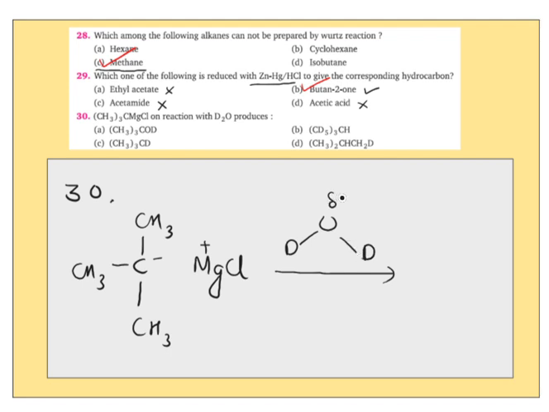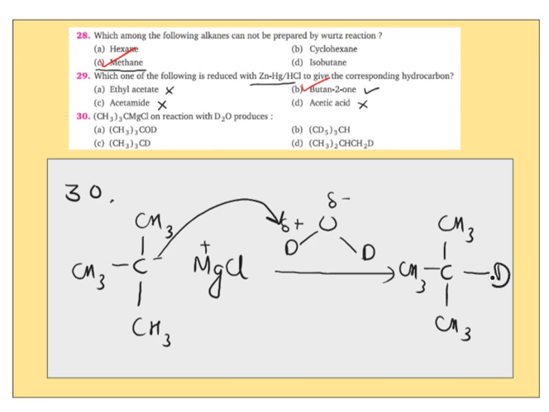We know oxygen will be partially negative, deuterium is partially positive. The negative will attack the positive charge. So what we are going to get, the product structure would be, the methyl groups are intact, no rearrangement, nothing. Okay, now this is picking up the deuterium.